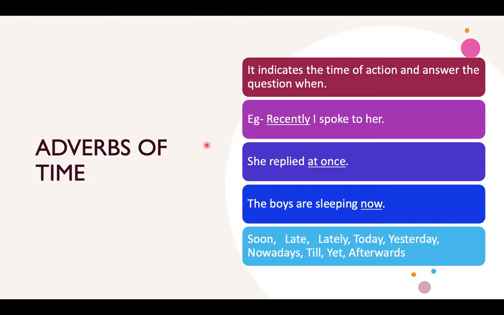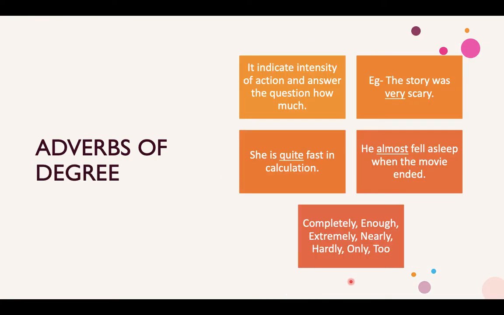Adverbs of time. It indicates the time of an action and answers the question when. Recently I spoke to her. She replied at once. The boys are sleeping now. So these words like recently, at once and now, soon, late, lately, today, yesterday, nowadays, still, yet, afterwards, all these show the time of an action. So these are adverbs of time.